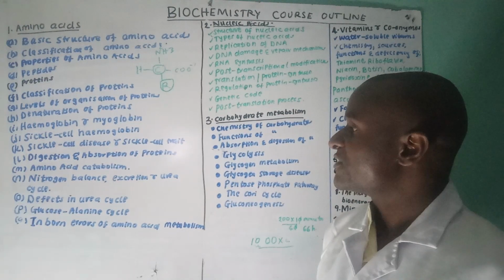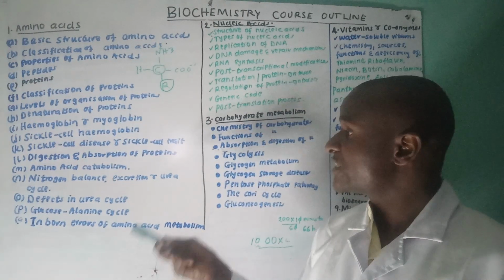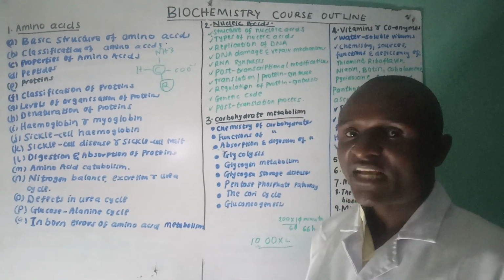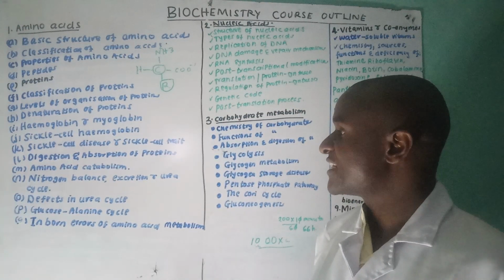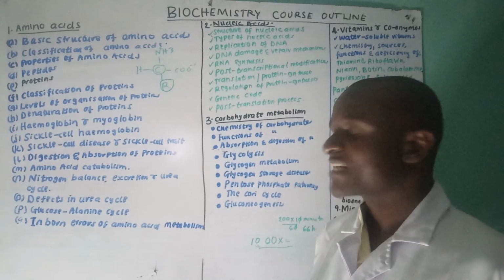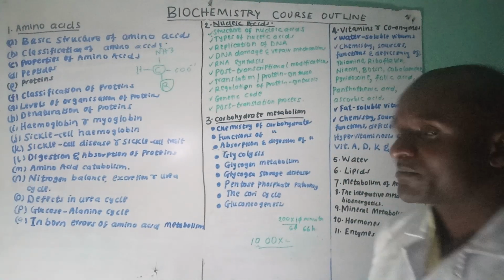Another one is nitrogen balance, the excretion and urea cycle. Then we shall also be looking at the defects in urea cycle. Then the other one is glucose alanine cycle. Then inborn errors of amino acid metabolism.